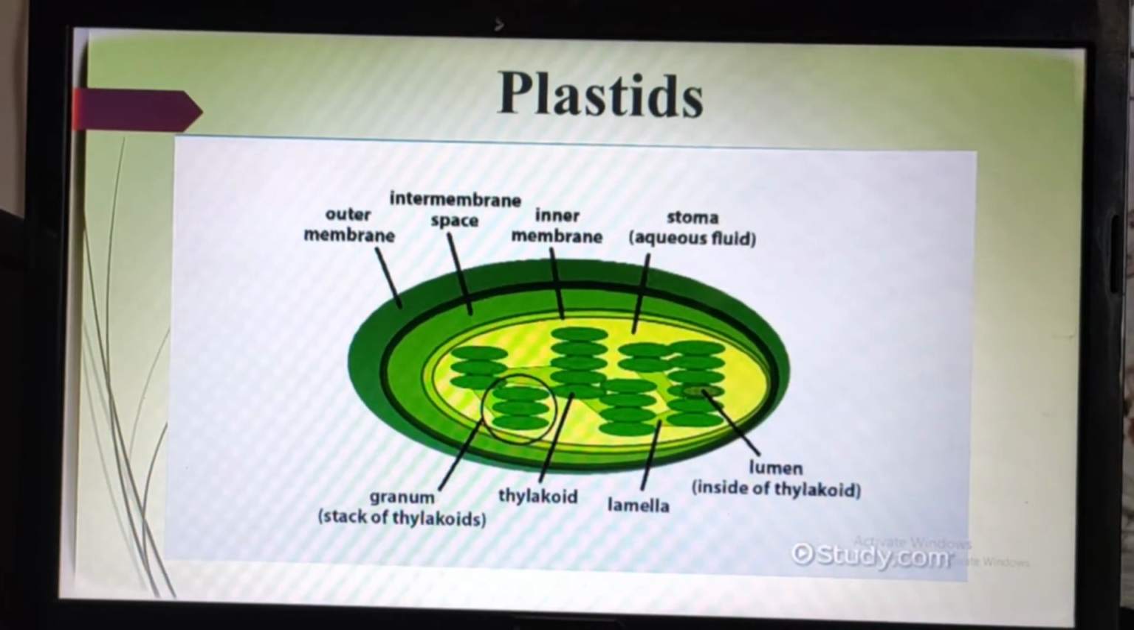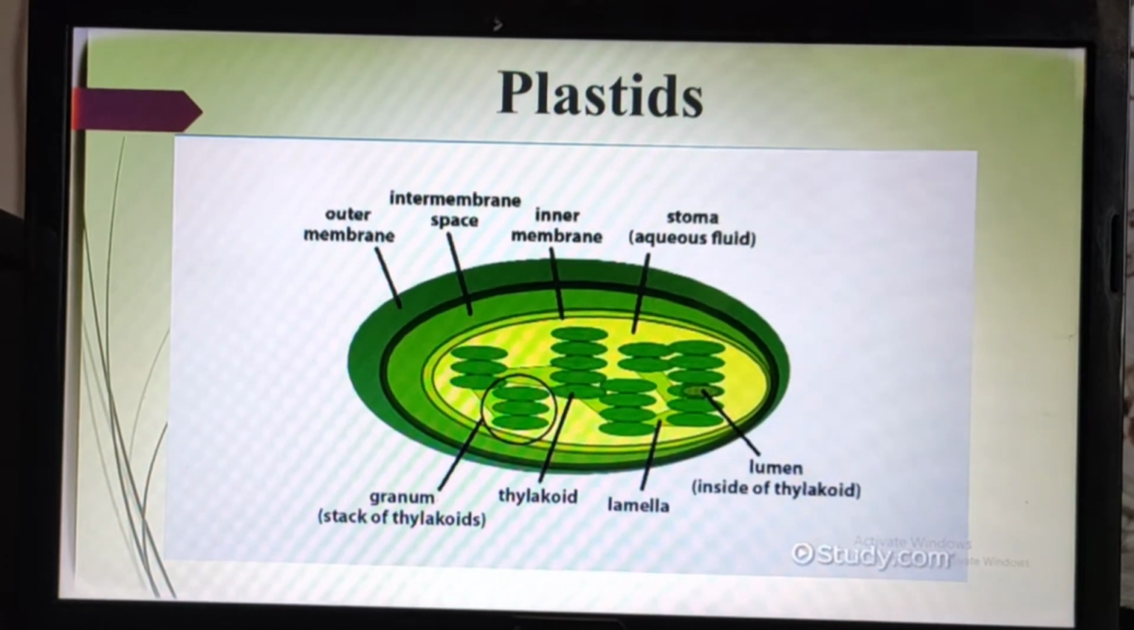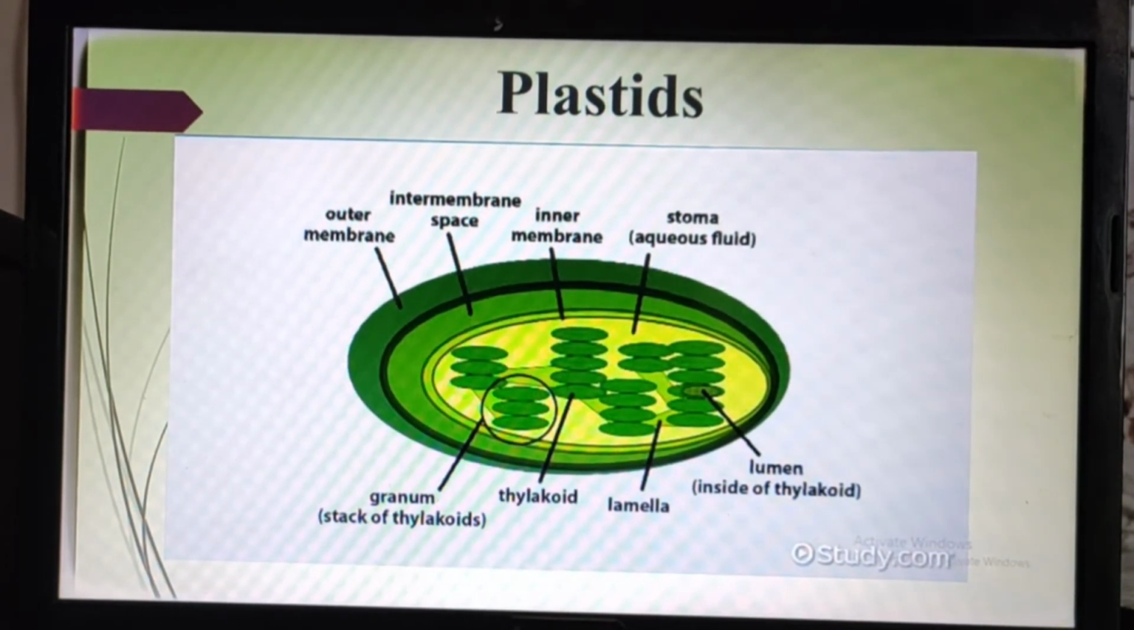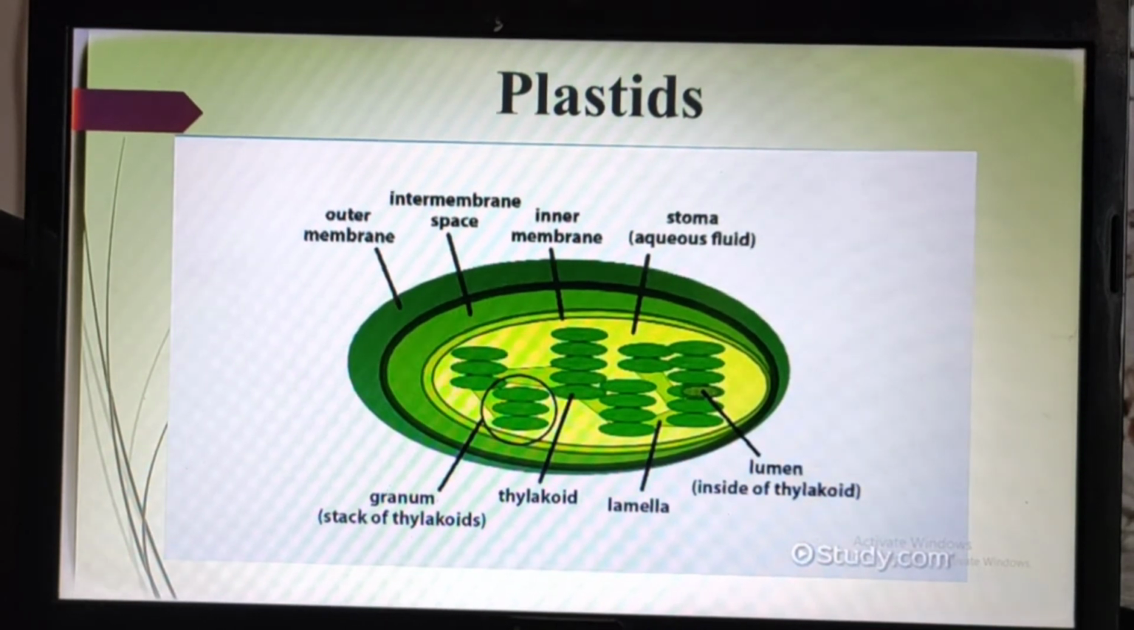The cell wall and the cell membrane are just components of that particular cell, that is the outer covering and inner covering of the cell. In today's lecture, we will see the plastids.